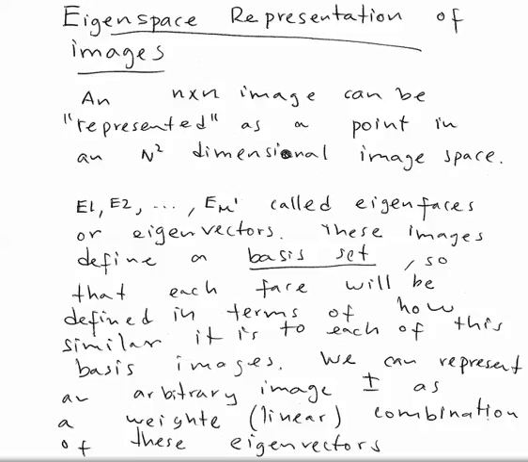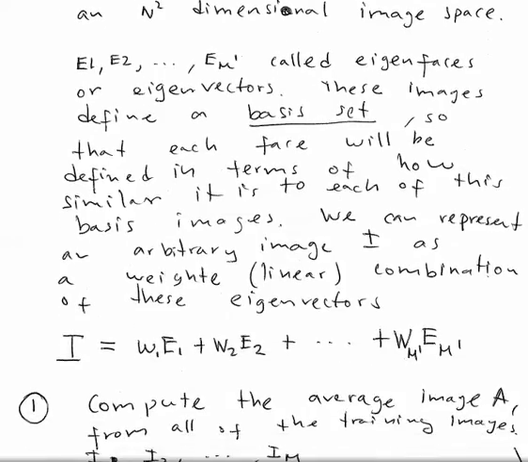For this we're going to have eigenfaces, and the notation is going to be e1, e2, and so on up to em. So we're going to have m eigenfaces, or eigenvectors, and these will define a basis set like we have in the previous tutorial. Each face will be defined in terms of how similar it is to the basis images, and what we want is that the image I can be represented as a linear combination.